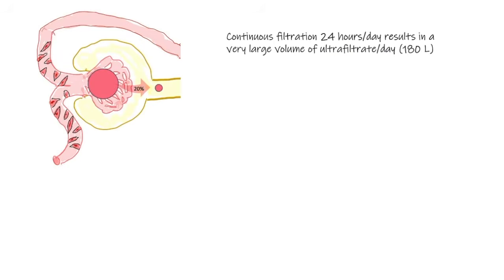Even though our filtration fraction is only 20%, because the plasma is flowing through the kidney continuously, this filtration process occurs over and over throughout the day, producing a very large daily volume of glomerular filtrate. It's estimated that we filter approximately 180 liters a day.